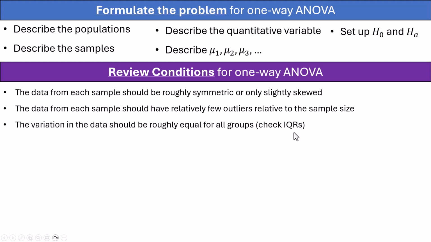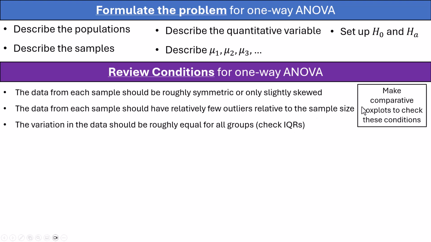And we want to make sure that the interquartile range, which is really just the length of the box, is not more than twice as large in one group as compared to any of the other groups. So to check this, we're going to be making comparison box plots.